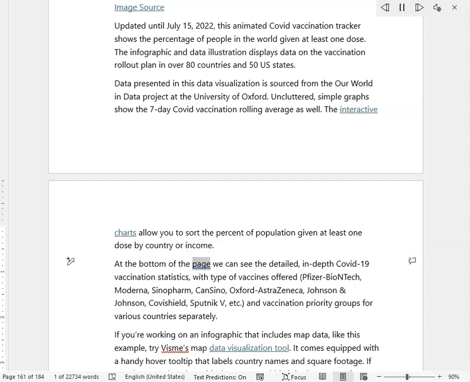At the bottom of the page, we can see the detailed, in-depth COVID-19 vaccination statistics with type of vaccines offered: Pfizer-BioNTech, Moderna, Sinopharm, CanSino, Oxford AstraZeneca, Johnson & Johnson, Covishield, Sputnik V, etc., and vaccination priority groups for various countries separately.